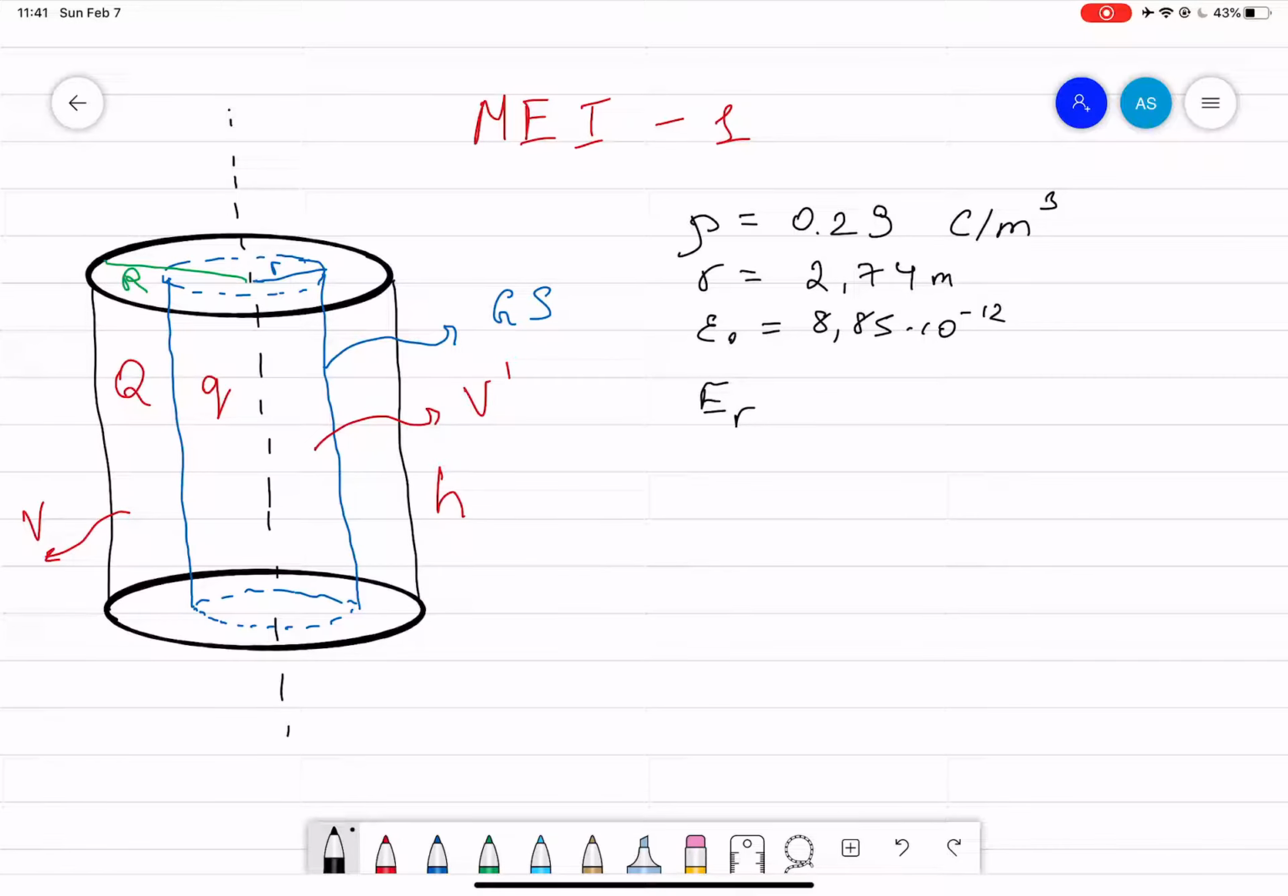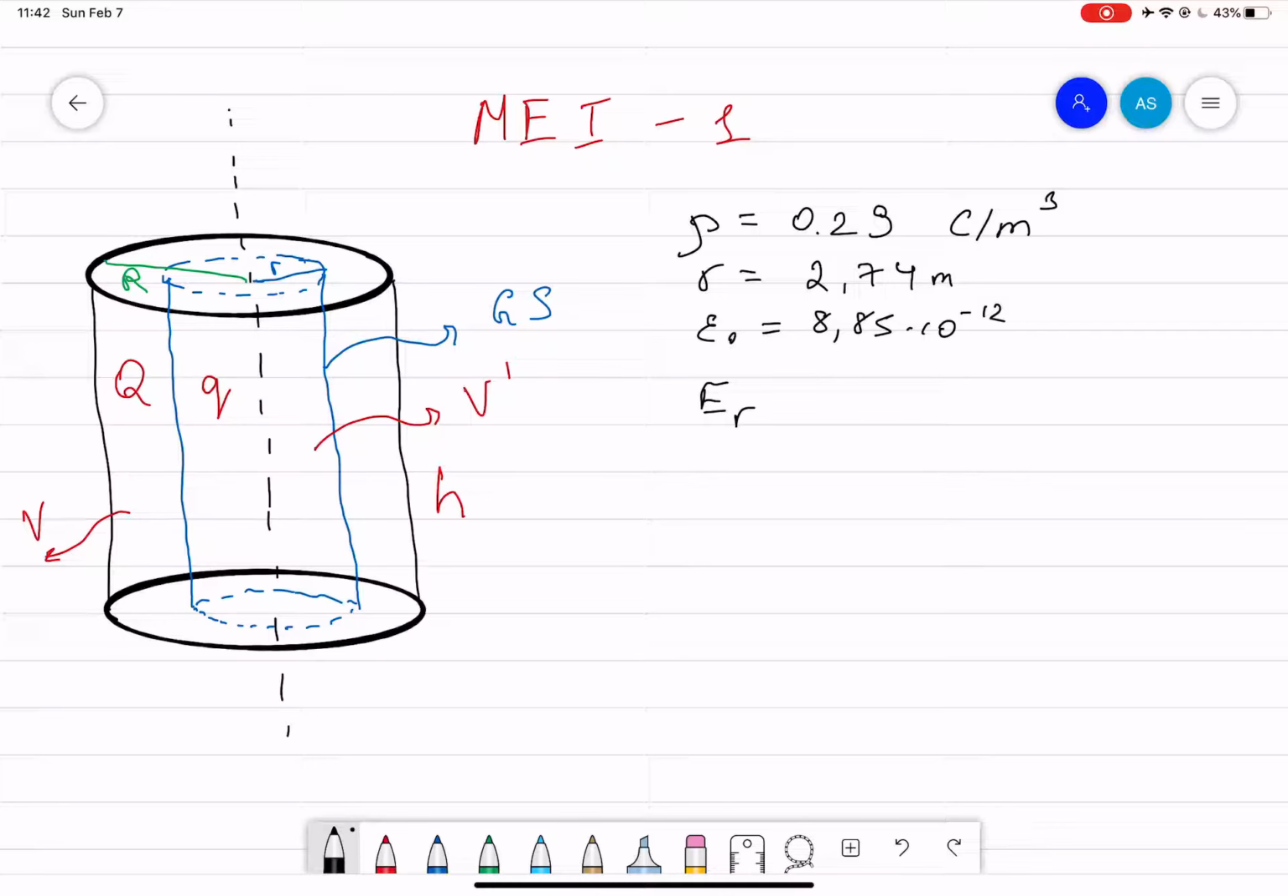Here we have midterm exam 1, problem number 1. A long solid cylinder has a uniform volume charge density of 0.29 coulomb per meter cubed across its volume. Find the magnitude of the electric field in the interior of the cylinder at a distance 2.74 meters from its axis. Assume that the permittivity of free space is 8.85 times 10 to the power of minus 12.